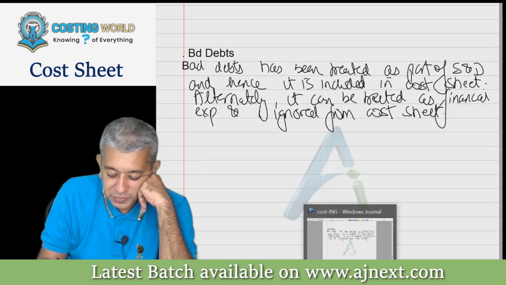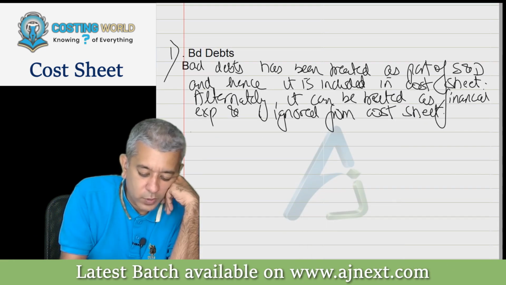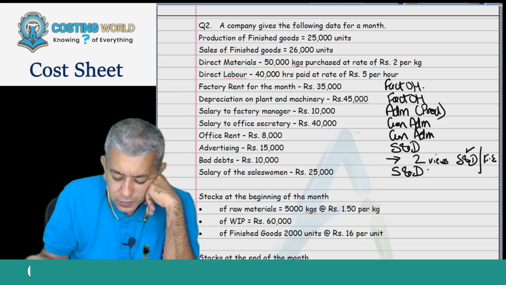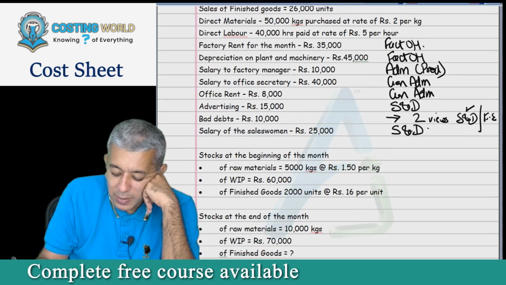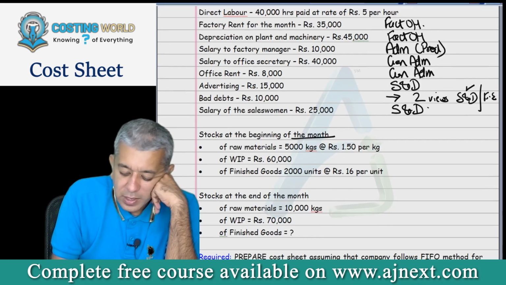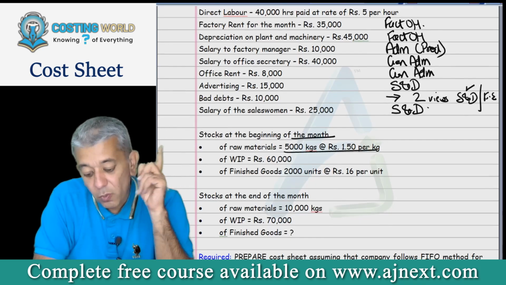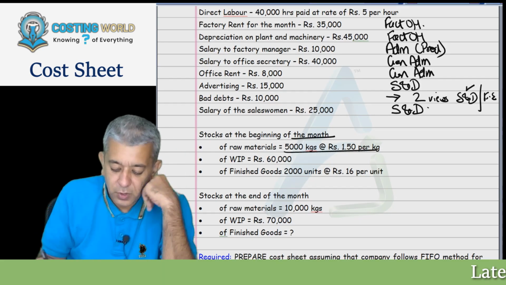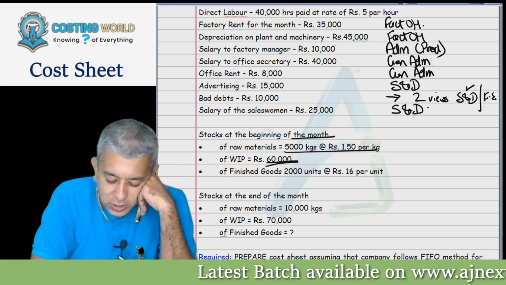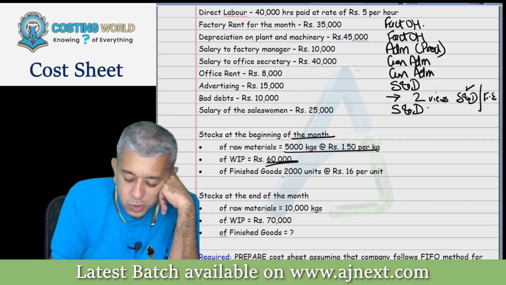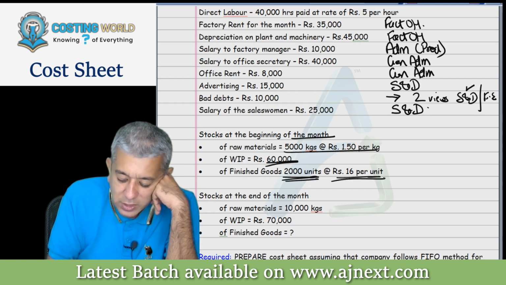Now see further. This was note 1. Note 2 we will see further. Stocks at the beginning of the month: raw materials 5,000 kgs at the rate of 1.5 per kg. WIP 60,000 rupees. Finished goods 2,000 units at 16 per unit.